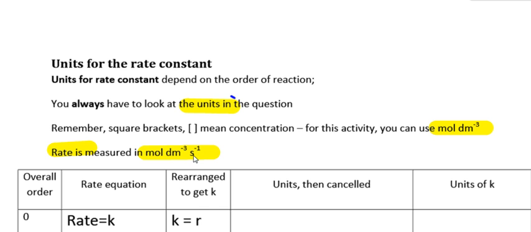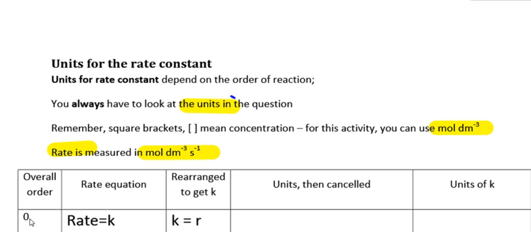So what we've got in this table is the overall order of reaction, the rate equation that would come from that, and rearranging that equation so that we can find K as the subject, and then we can work out what the units are of K.